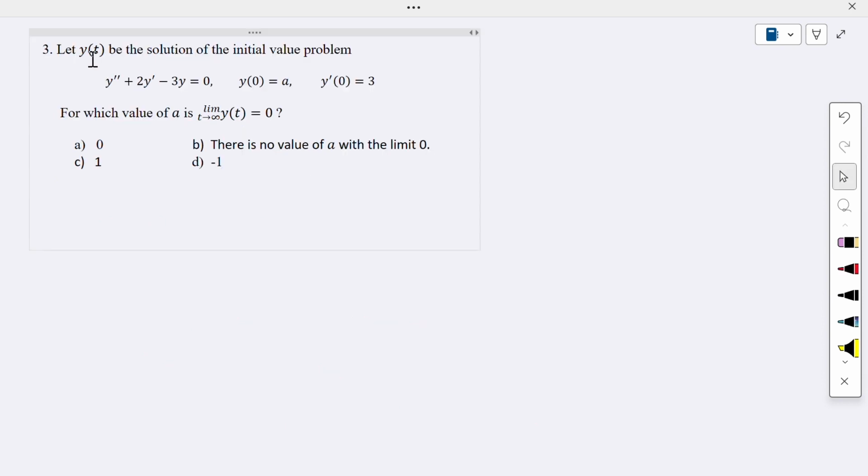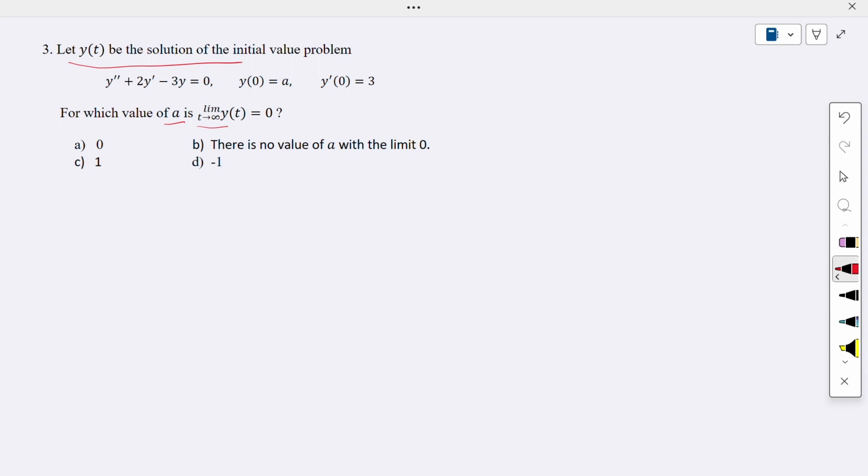Question number 3. Let y(t) be the solution of this initial value problem. For which value of a, when the time t goes to infinity, will y(t) go to 0? Now we need to find the solution of y(t) before we can find the a values.